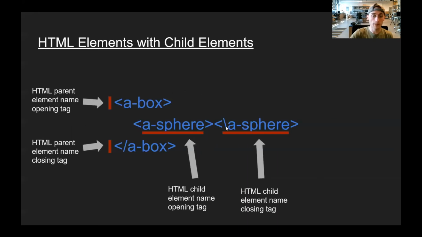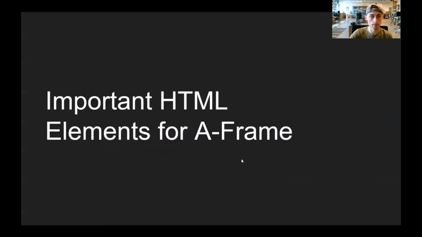Of course, there's no limit to how many children or parent objects you can have. You can keep adding more and more. Basically the child is added in between these two angle brackets here, just like we did with the A box.